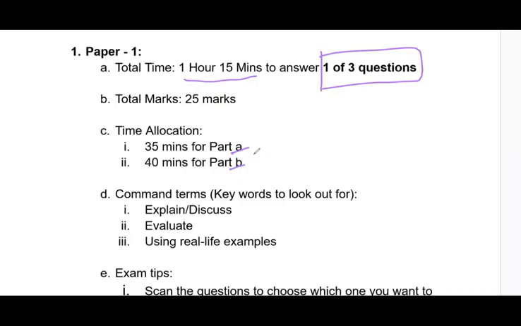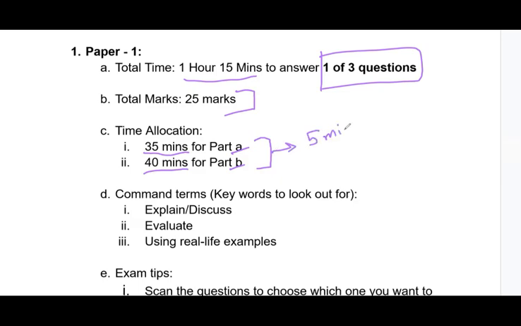So if you understand macroeconomics better, go for that question. If you feel like you've done international trade more recently and that topic is more fresh on your mind, feel free to pick that. The total marks is 25 marks. So we have 10 marks for part A and 15 marks for part B. In terms of time allocation, you want to spend 35 minutes roughly for part A and 40 minutes on part B. Now, remember though that for both of these, you want to take away 5 minutes.